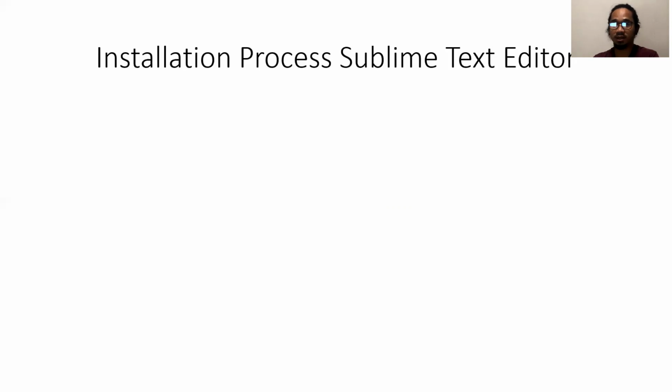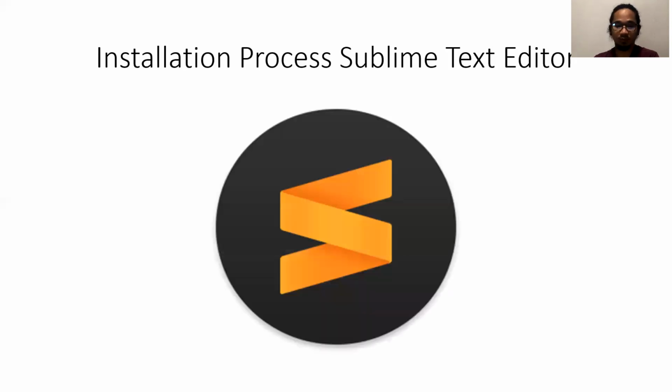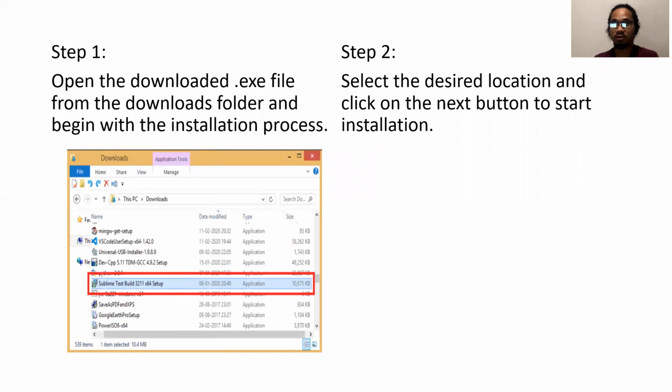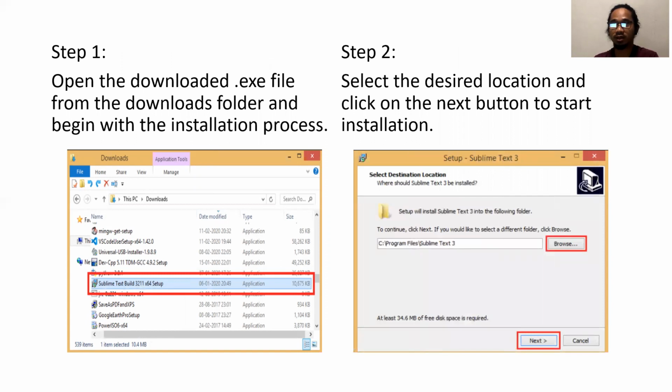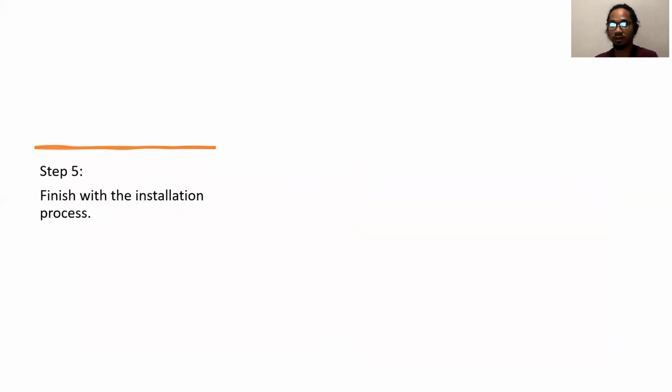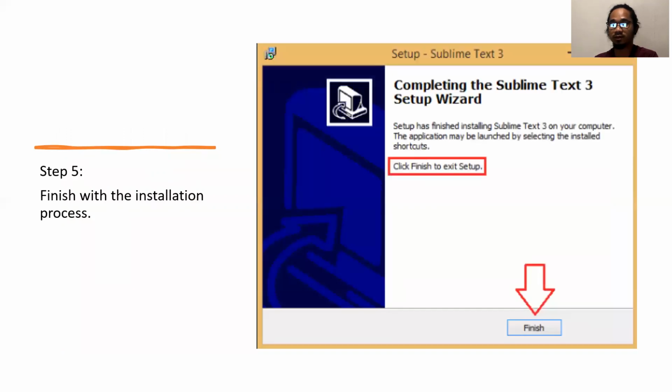Installation process for Sublime Text Editor. Step 1. Open the download .exe file from the download folder and begin the installation process. Step 2. Select the desired location and click on the next button to start installation. Step 3. If you want Sublime Text to appear in your right-click menu, then mark the checkbox and click on the next button. Step 4. Press the install button. Step 5. Finish the installation process.